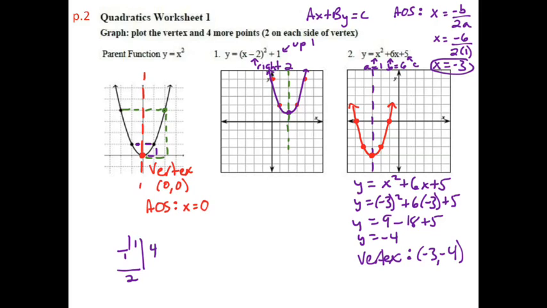Alright, so 2 different ways to graph. If we see the parentheses, then that lets us know that it's showing the transformation right away. If we're in standard form, then we can use our short little formula x equals -b over 2a to find our axis of symmetry, and then substitute in our x value into the function rule and find our y value. Let's try a few more of these.